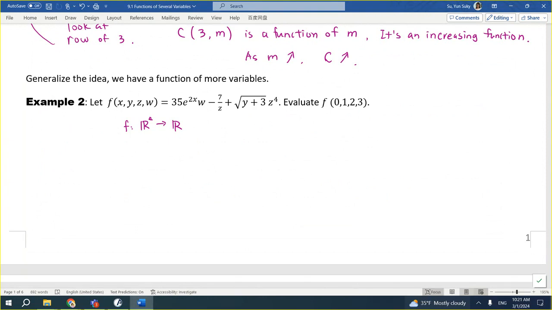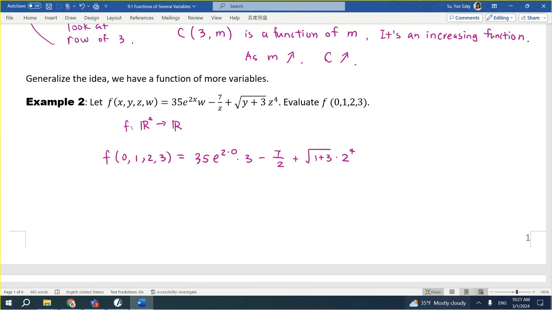But we can evaluate. So f of 0, 1, 2, 3. The x is 0, right? So 35 e to the 2x. x is 0. What's w? 3. Minus 7. What's z? 2. Plus square root of, what's y? 1. And z is 2 to the 4th.